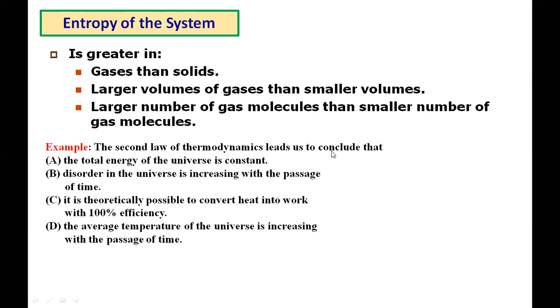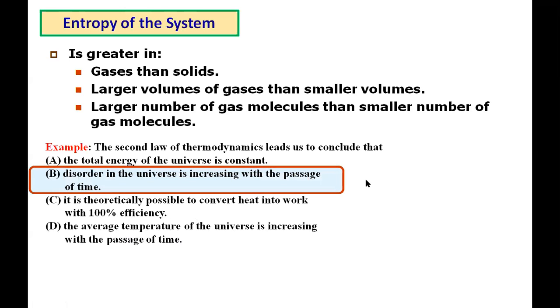Example: the second law of thermodynamics leads us to conclude that the total energy of the universe is constant, while disorder in the universe is increasing with the passage of time; while it is theoretically possible to convert heat into work with 100% efficiency; while the average temperature of the universe is increasing with the passage of time. So which one is correct in this statement? The second law says disorder in the universe is increasing with the passage of time.